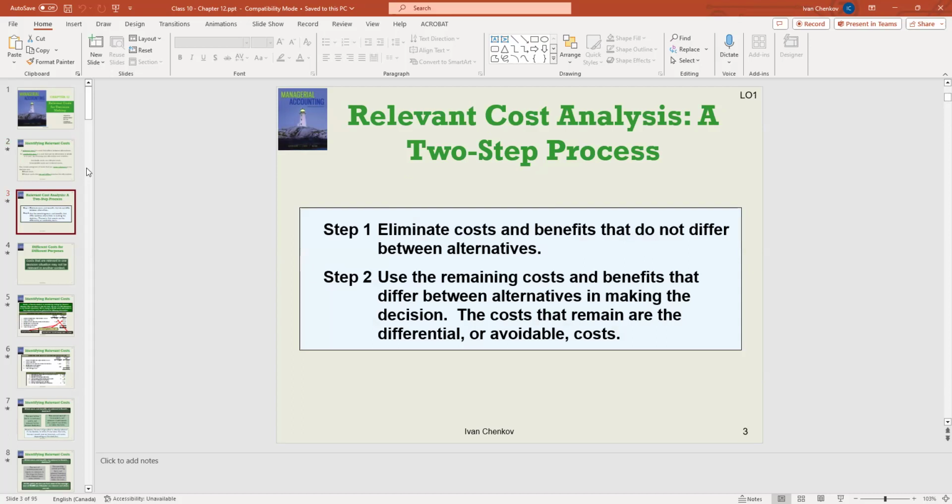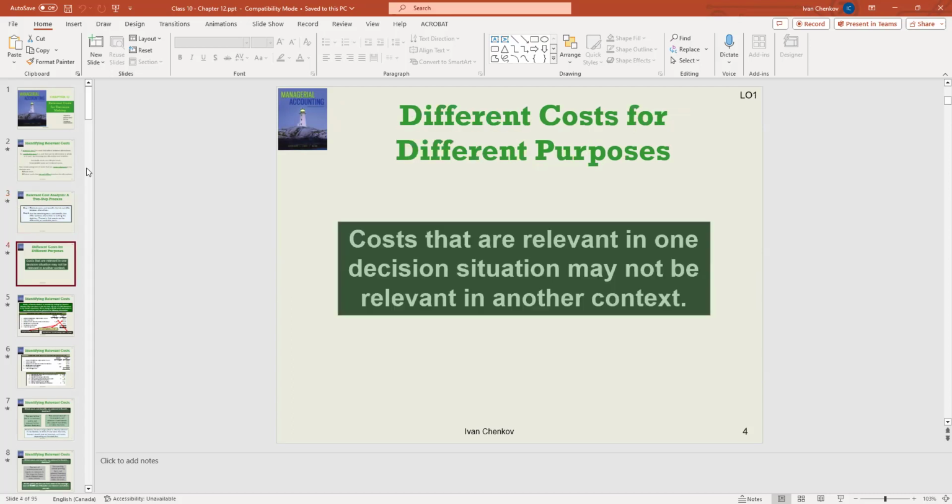So do we have to make a decision only based on the cost? No. Sometimes we can make decisions against the cost. We can choose the more expensive option because there are other factors that we should be looking for as well. Costs which are relevant for one decision might not be relevant for another decision in another context. So be careful when you're selecting the cost in order to evaluate the alternatives that you have.